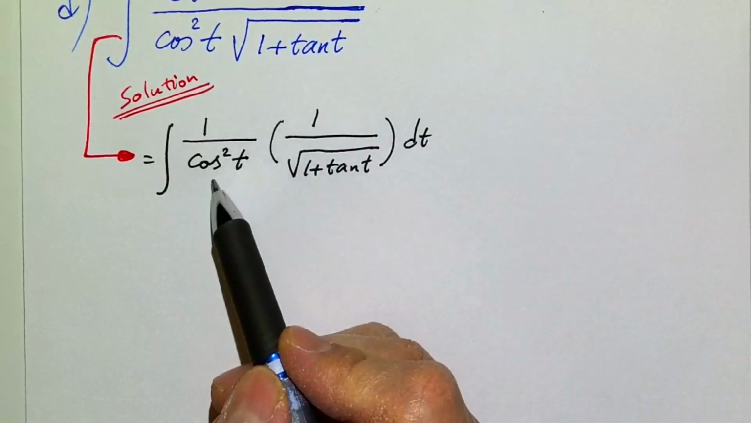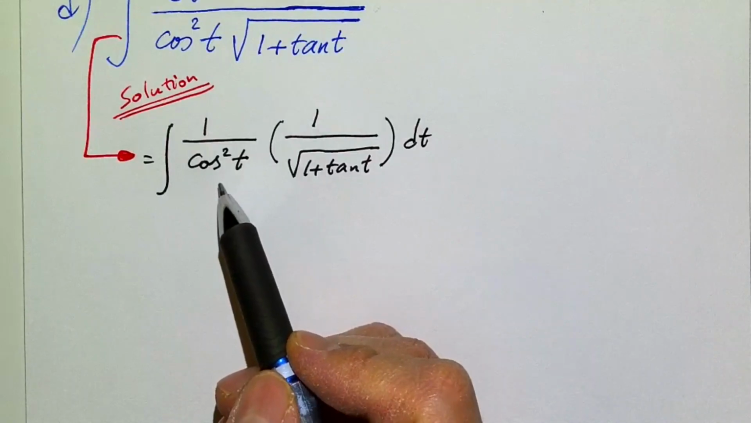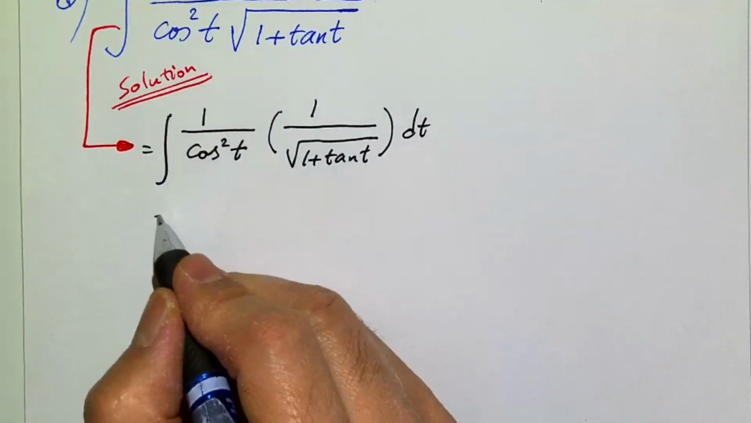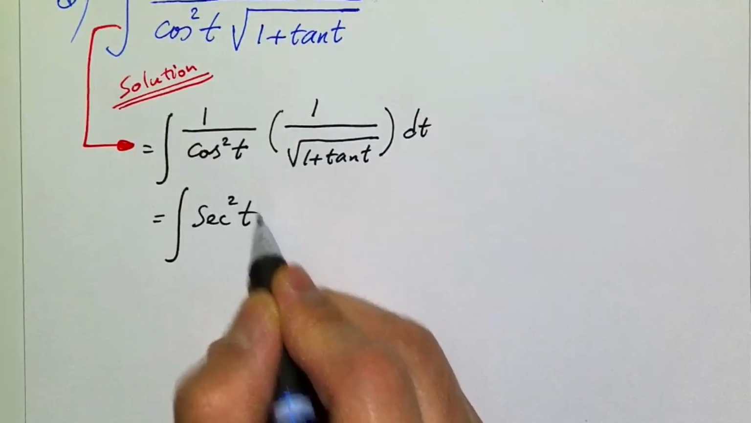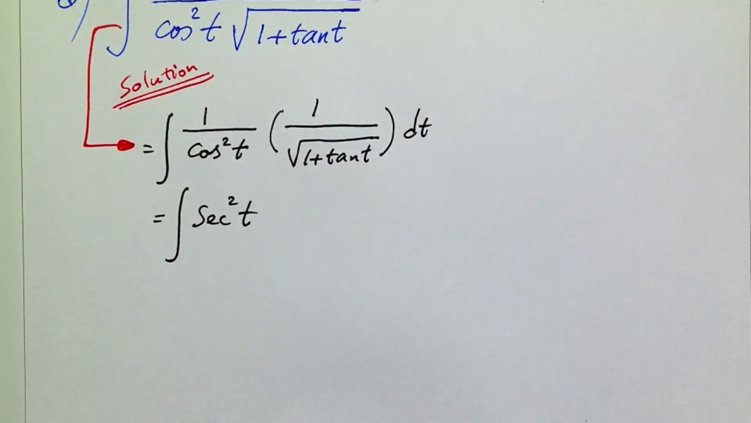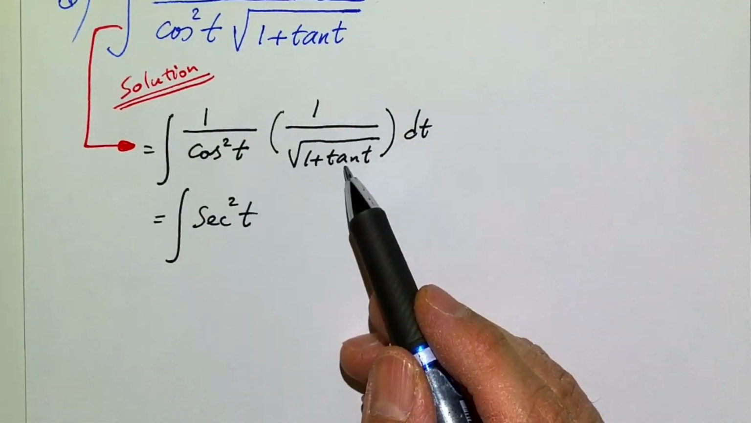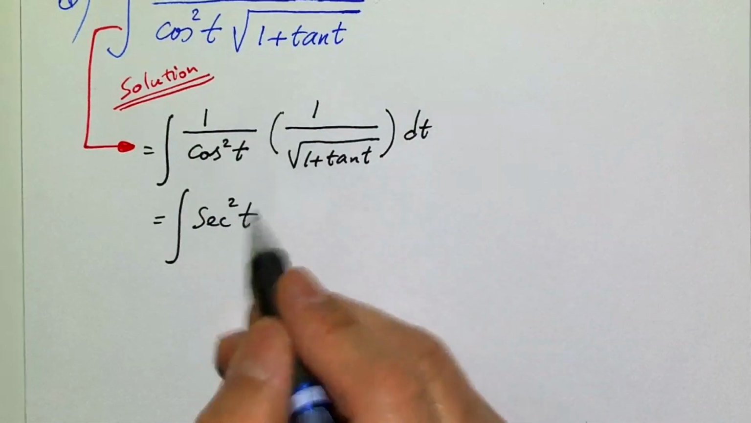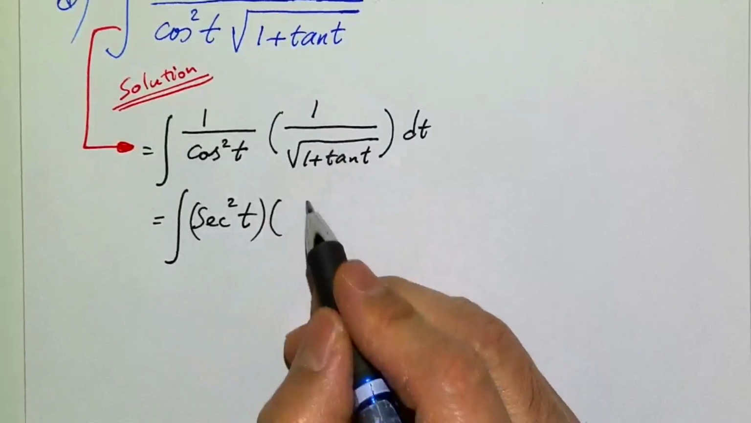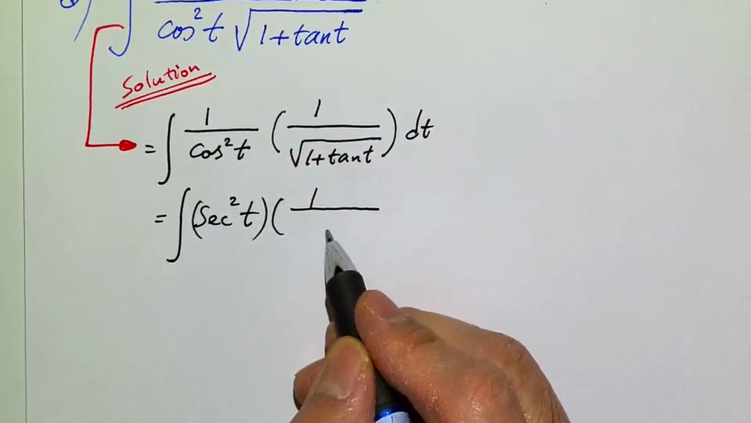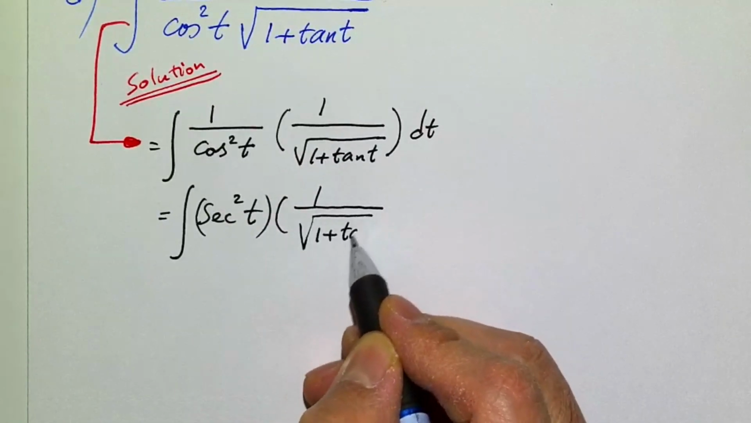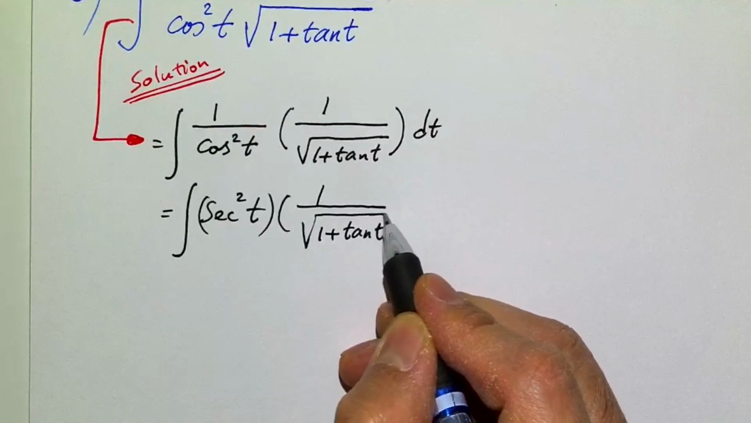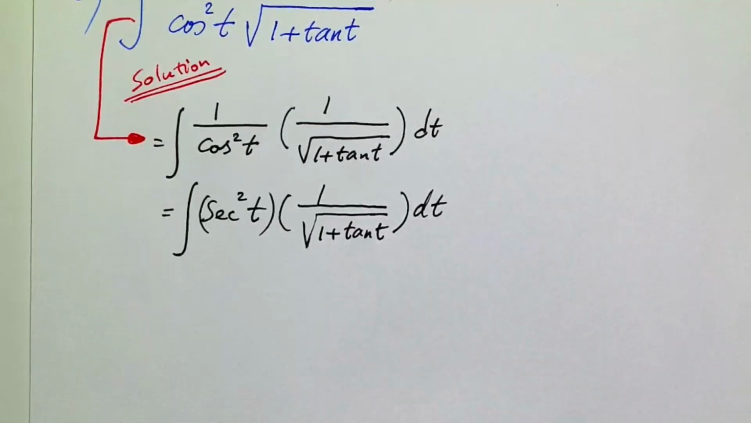Now this we know is just what? Secant squared t, right? So let's write it like that. This one, we have secant squared t. And then this piece, we're going to keep. So we have this piece multiplied by that piece, 1 over the square root of 1 plus tangent t, dt. Okay?